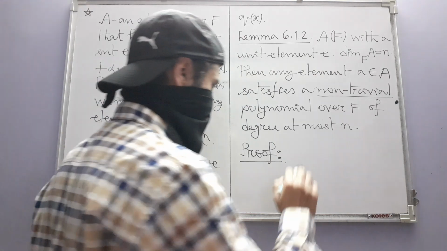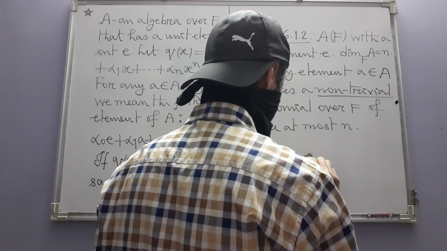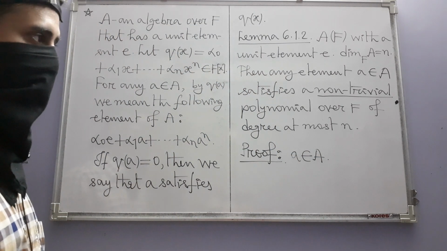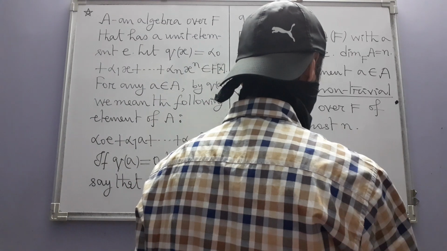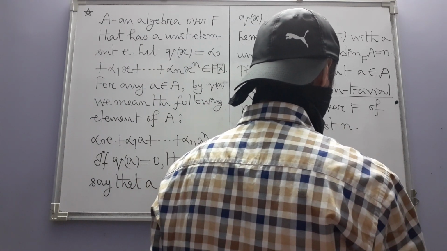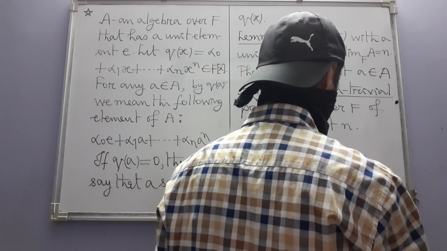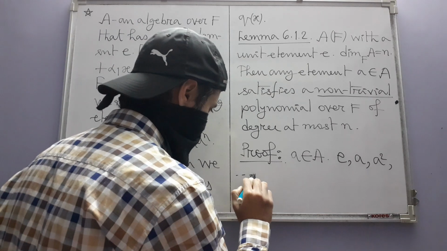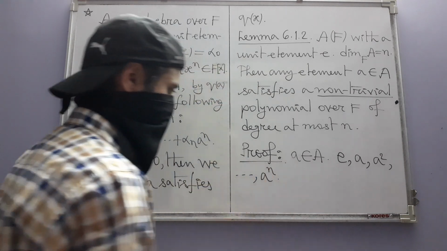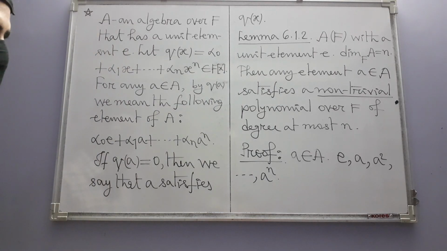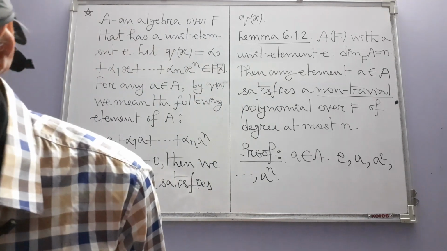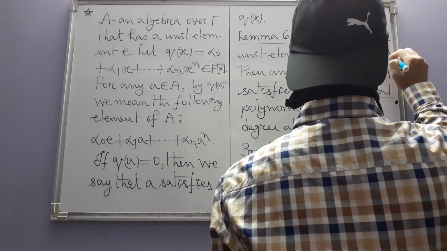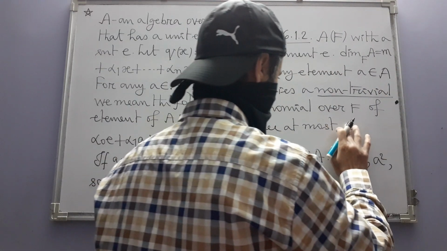So, for a proof, you first consider any algebra element A. Then what we are going to do is consider these elements which are powers of A. These powers of A. I think in the text it is M. Although it does not matter, but still let me just write it as M.